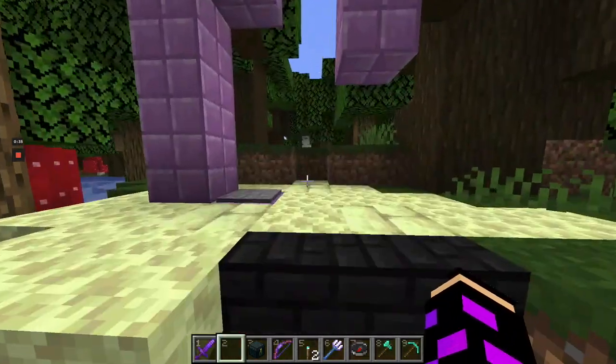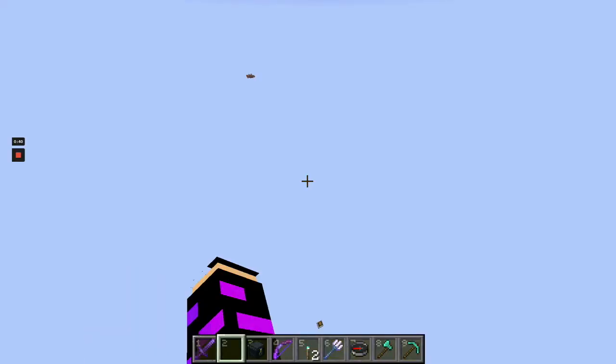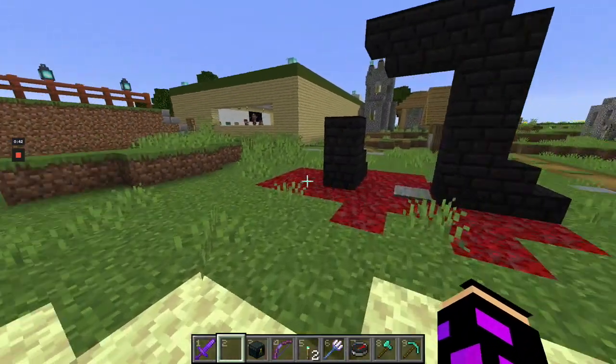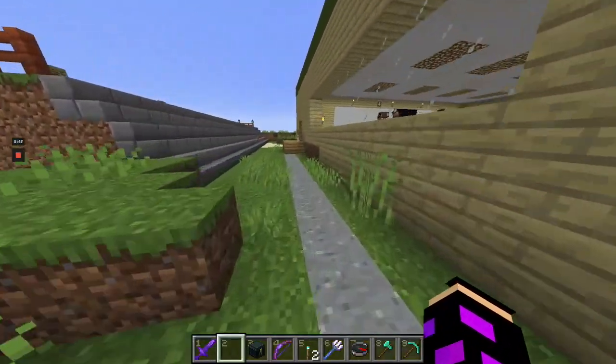Go outside and here we go. I have this special teleporter. Here we go. And oh, where are we now? Oh look, here's our classroom. Let's go in and say hi to the students.